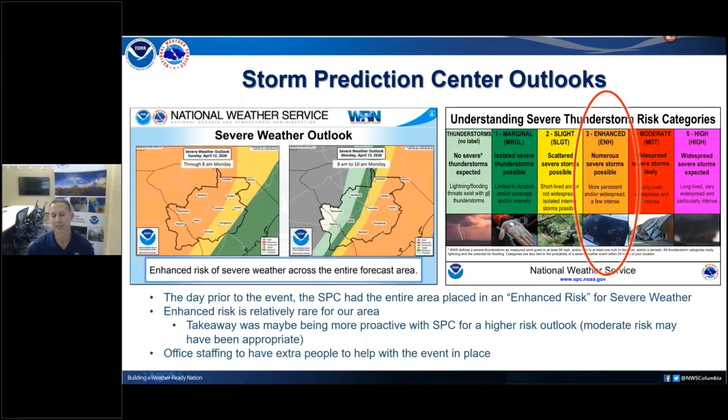One of the takeaways we thought about after the event, having the benefit of hindsight of what actually happened, given how well forecast this event was and how extreme those parameters were, is that maybe we could have been or should have been a little more proactive with SPC and tried to ask for a higher risk category outlook, maybe into that moderate category. According to their definition up there, it's widespread severe storms likely, long-lived, widespread, and intense storms, which is what we ended up having.